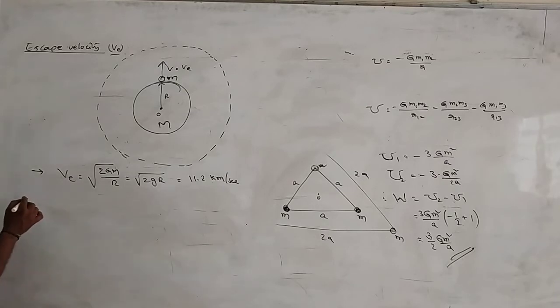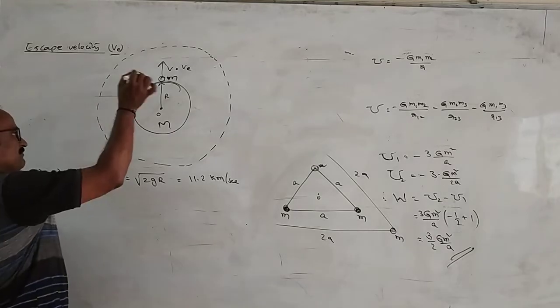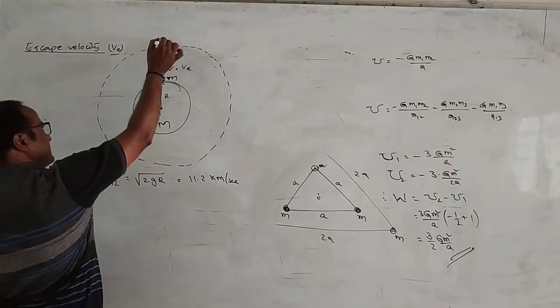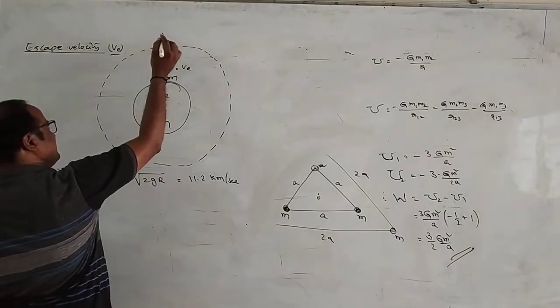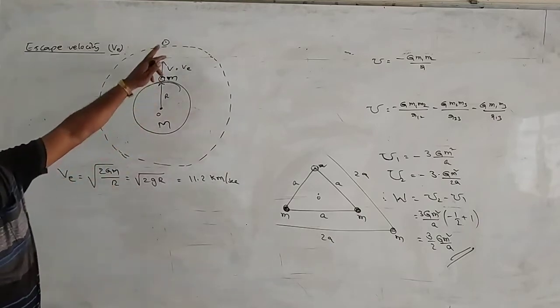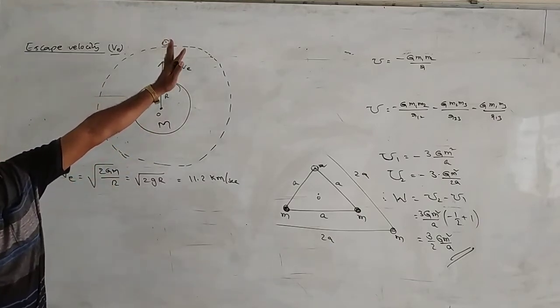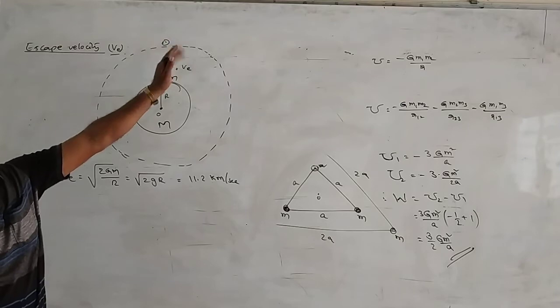Next again, what is the concept? For example, a body is projected just to escape the gravitational field. Just escape means velocity at the infinite height is equal to 0.